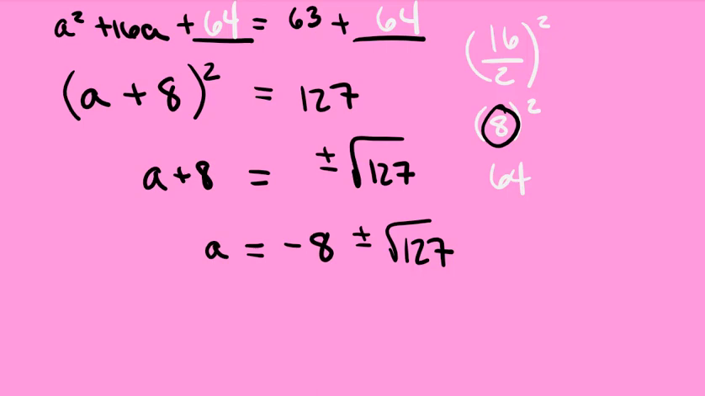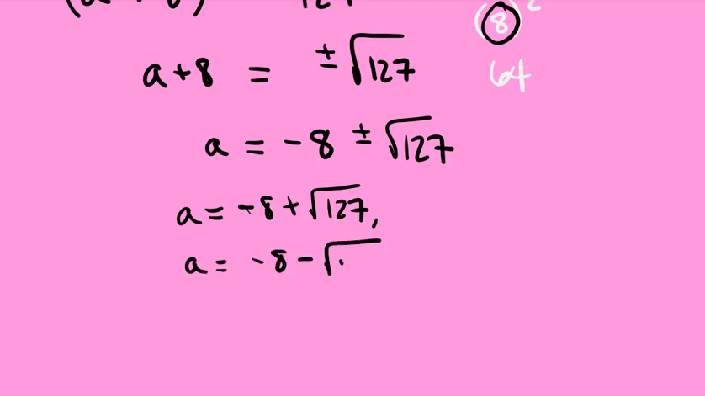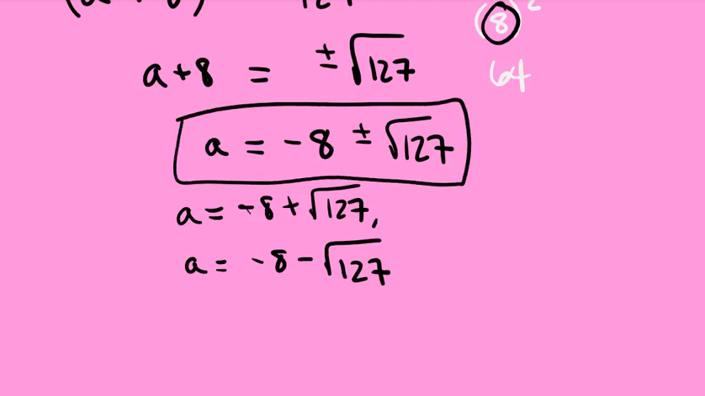So this is my answer here. Now keep this in mind. Sometimes you might see it written this way. Other times you might see it separated. So you might see a equals negative 8 plus the square root of 127, and a equals negative 8 minus the square root of 127. Both of those mean the same thing as negative 8 plus or minus the square root of 127. So you could break it up into two separate solutions, or just keep it as one with a plus or minus in the middle. So that's it for example number 1.